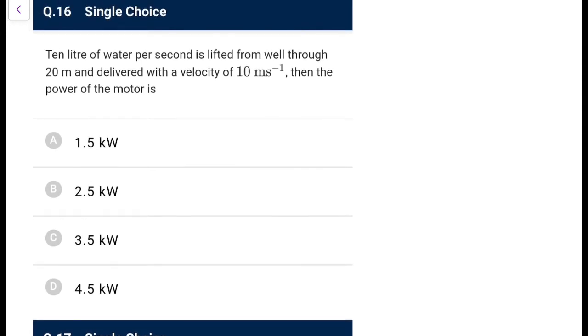10 liters of water per second is lifted from a well through 20 meters and delivered with a velocity of 10. So let's see, here they have given the speed also. The power would be, assuming the efficiency to be 100%, because we are left with no choice, dm by dt, mass pulled per second, into gh plus half dm by dt, mass taken per unit time, into v square: change in potential plus change in kinetic energy.